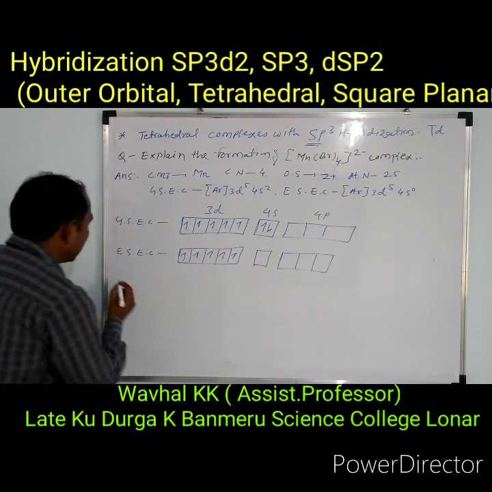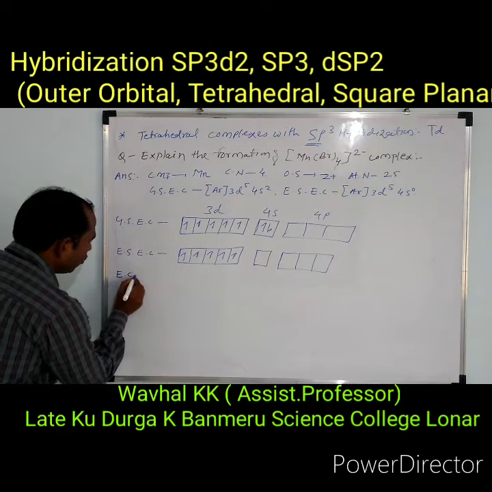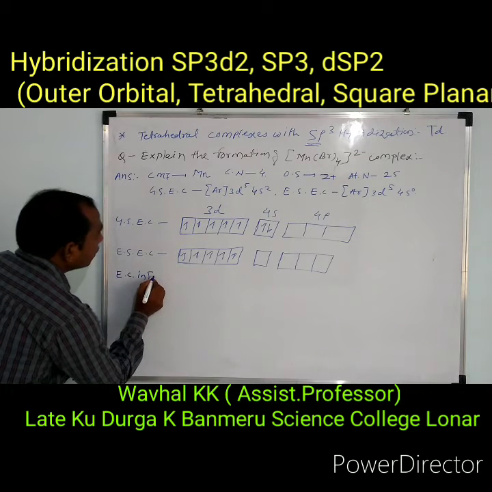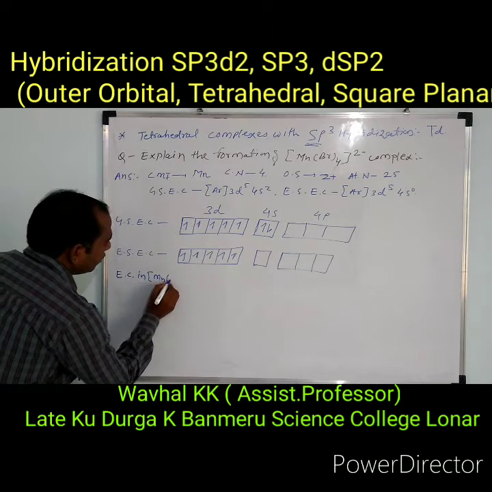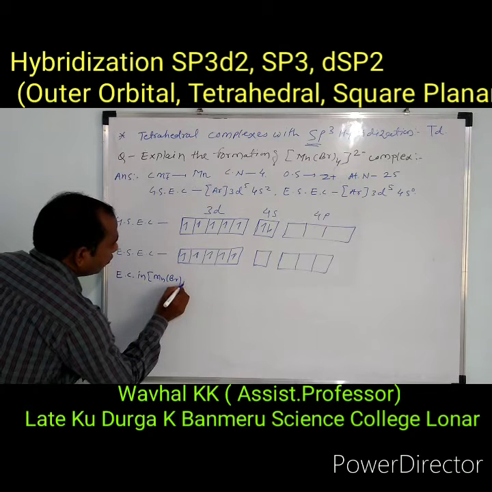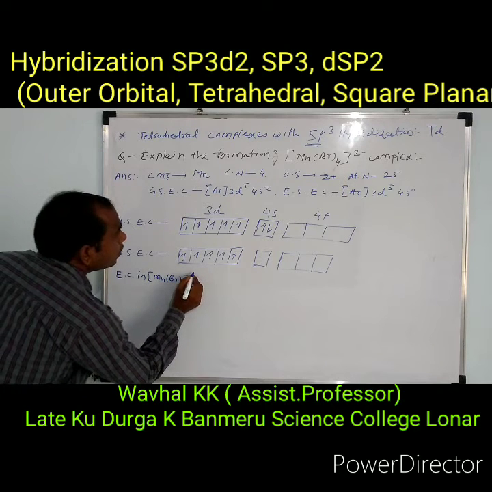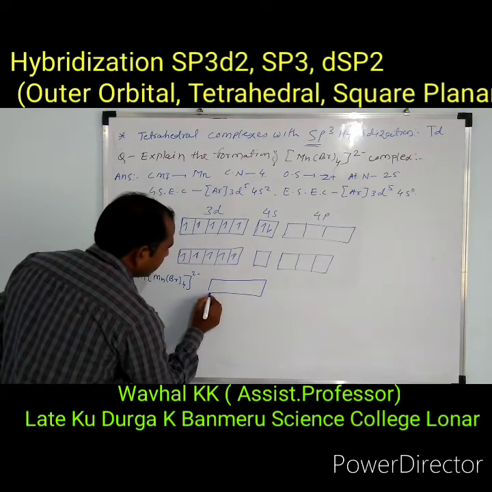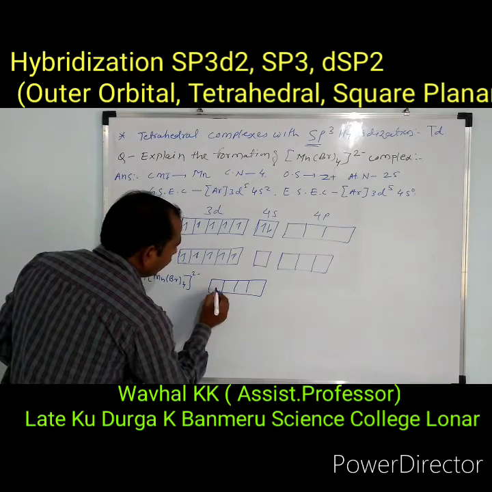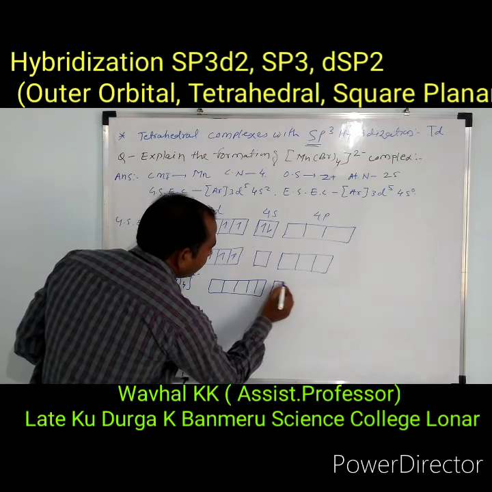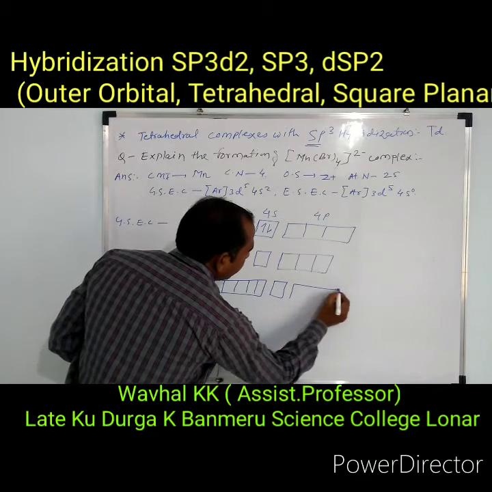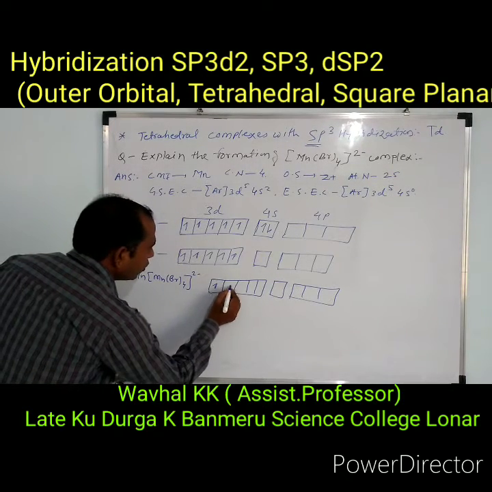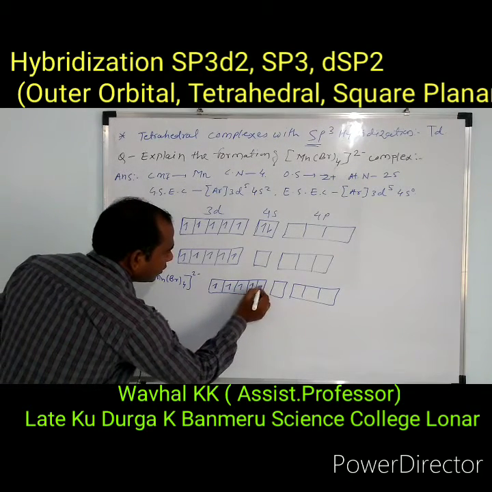And next, the electronic configuration in the complex, that is [MnBr4]2-, the dinegative complex. See here how the hybridization occurs: the 3d orbitals with 5 electrons, then the 4s and 4p atomic orbitals. These 5 electrons are unpaired as they are.